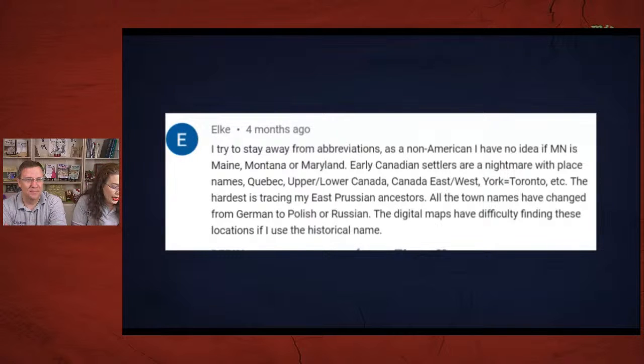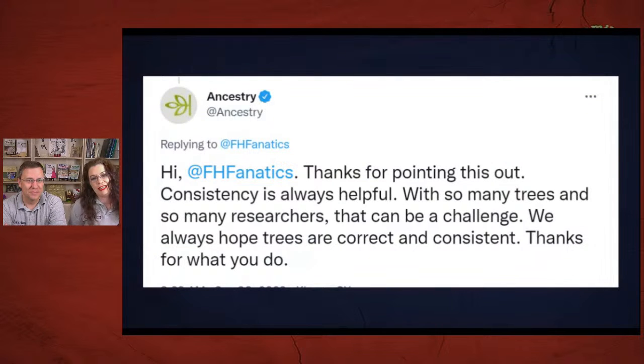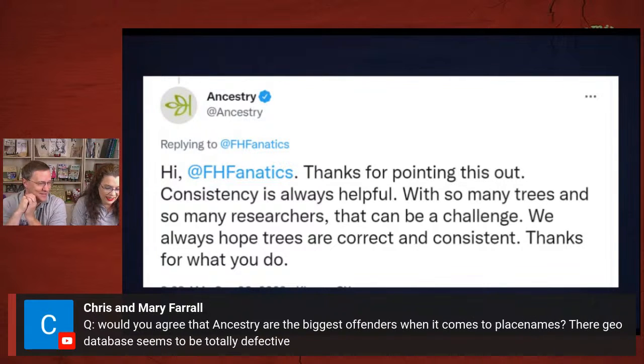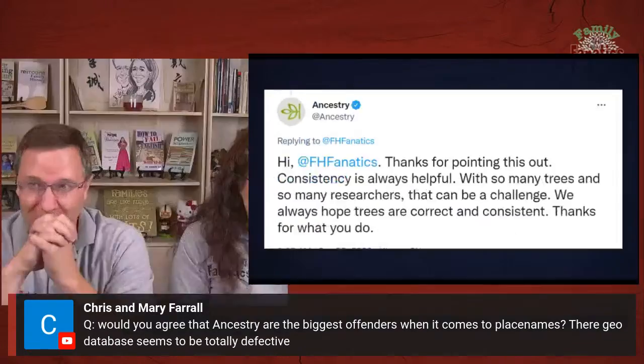But what I found interesting is, as I shared on Twitter that we were going to be doing this topic, Ancestry says, "Thanks for pointing out this problem. Consistency is always helpful. With so many trees and so many researchers, that can be a challenge. We always hope trees are correct and consistent." Which I just have to point out, there was a question from somebody in relation to this exact point. Chris and Mary Farrell asked, would you agree that Ancestry are the biggest offenders when it comes to place names? Well, I'm not sure if it's Ancestry that's causing.